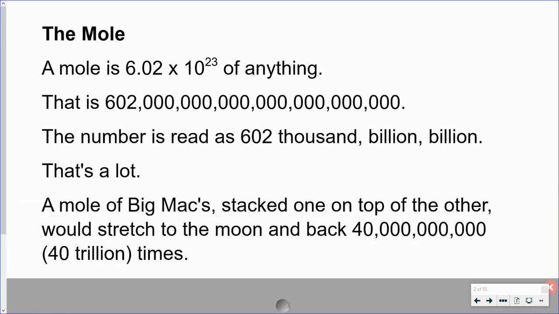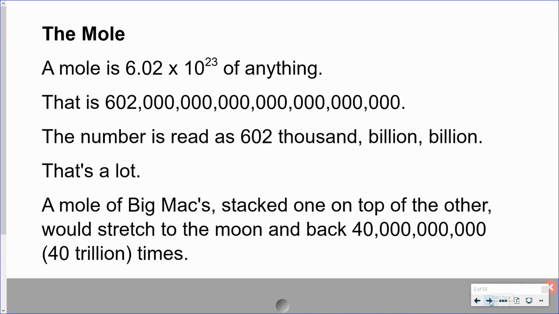Let's put it in perspective as something that you may be familiar with, the Big Mac from McDonald's. If you stacked a mole of Big Macs, one on top of the other, just make a tower out of Big Macs, they would stretch to the moon and back 40 trillion times. Like I said, that's a lot.